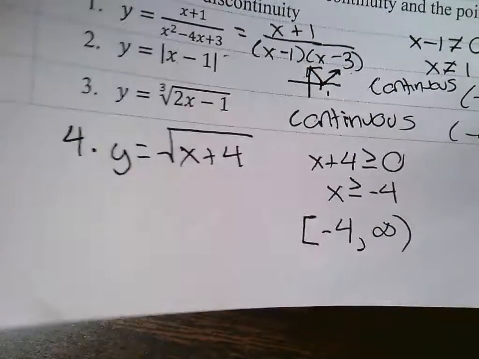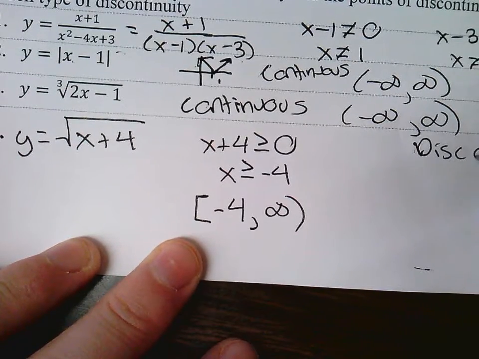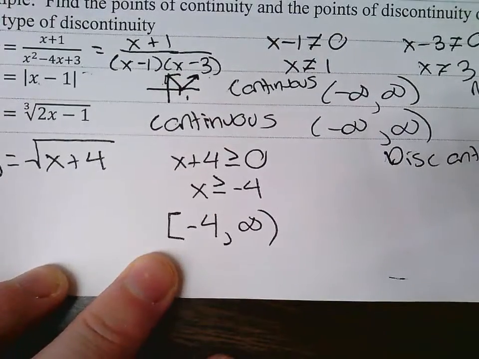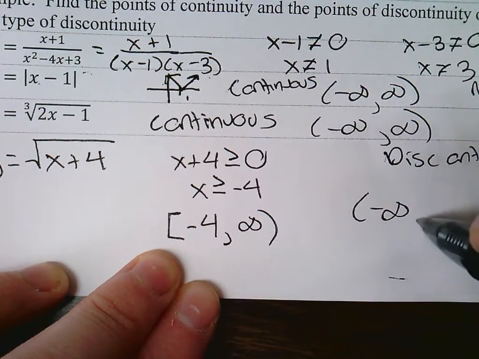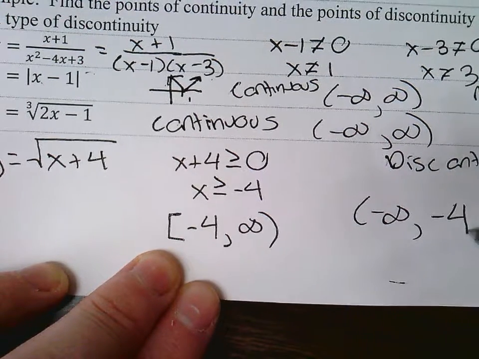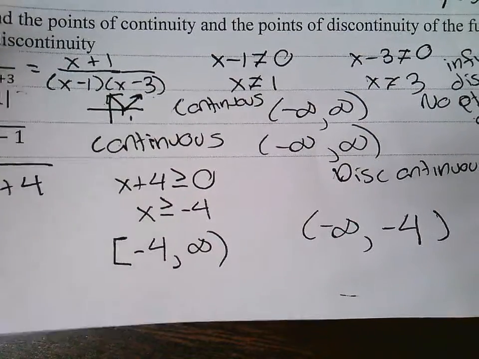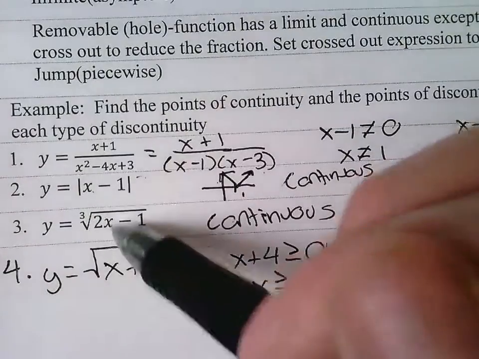However, it's going to be discontinuous from negative infinity to about negative 4. So that is where it's going to be discontinuous, because then you're going to start getting negative values right here.